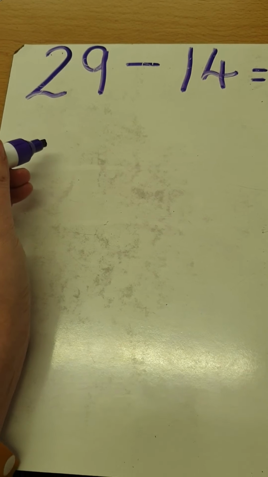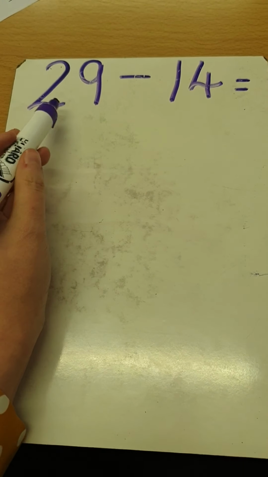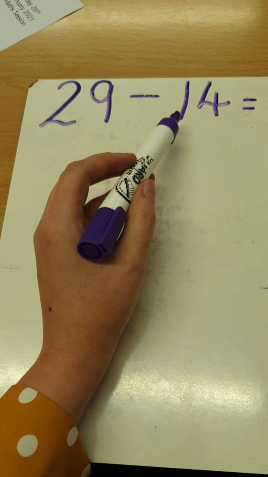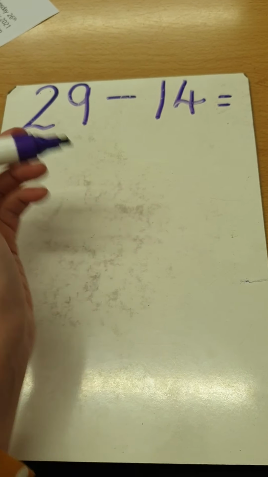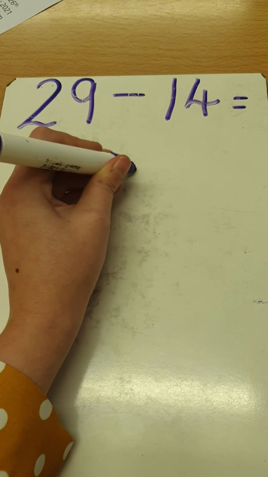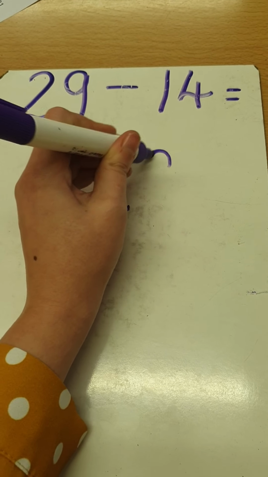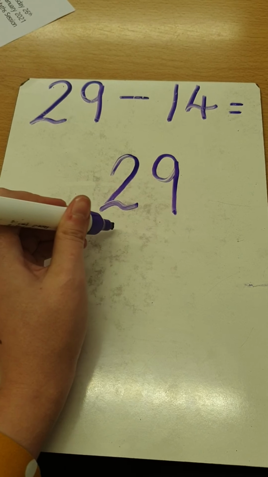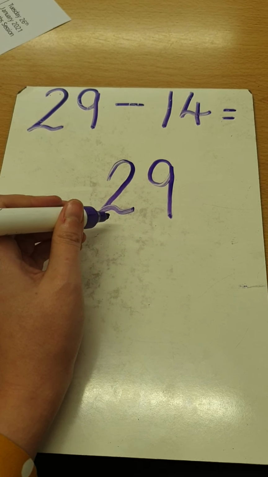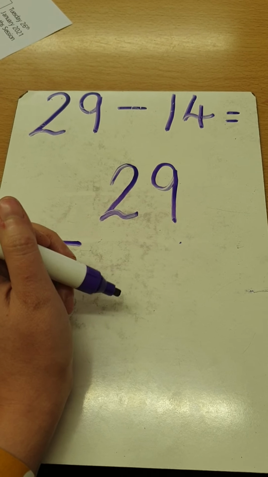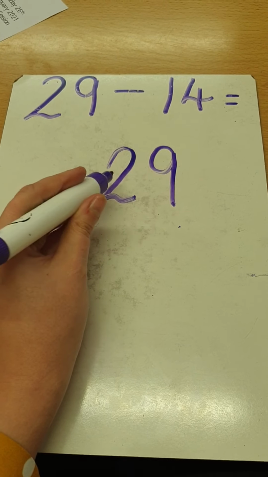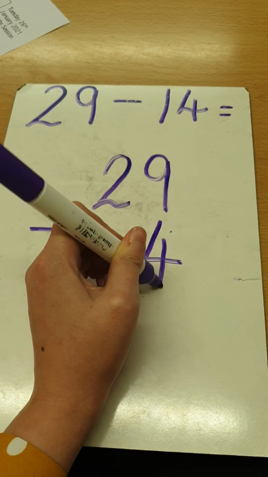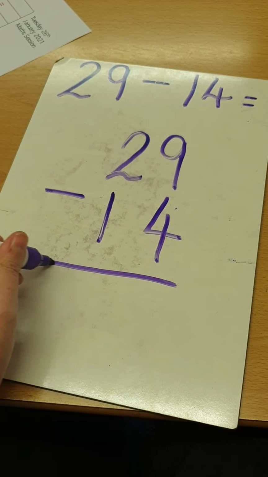So here I have 29 take away 14. So 29 has 2 tens and 9 ones, and 14 has 1 ten and 4 ones. So I'm going to set it up in column subtraction. So I'm doing 29. So I've got my 2 tens and my 9 ones. Take away 14. Where am I going to put my 1 ten? Under the 9 or under the 2? Brilliant. I'm going to put it under the 2 because the 2 is 2 tens. And then I'm going to put my 4 ones under the 9. And then I'm going to do my nice equals here.